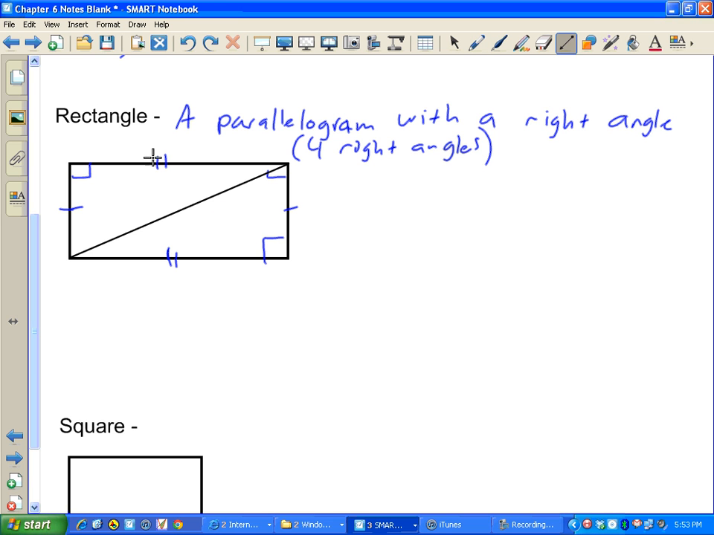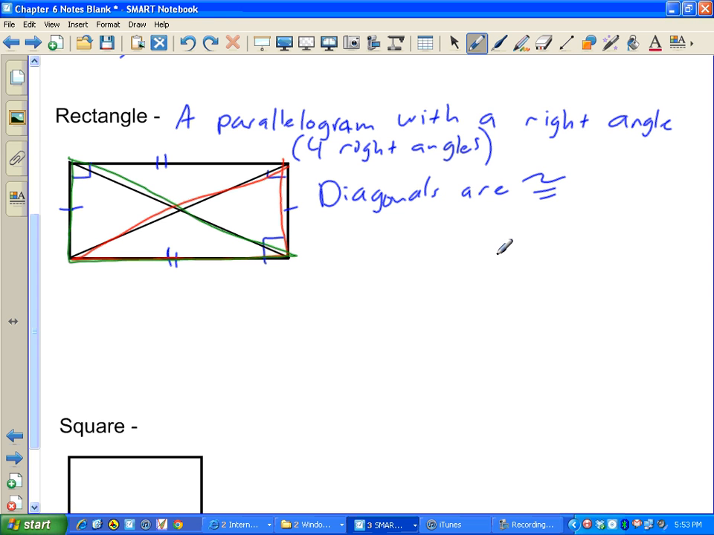But if I put the other diagonal in also, if I look at this red triangle here, I'm going to have side, angle, side, because it's got the right angle in the middle. And it's going to be side, angle, side with this green triangle, which means the hypotenuses of the right triangles are congruent. What that really tells me is the diagonals are congruent in a rectangle.